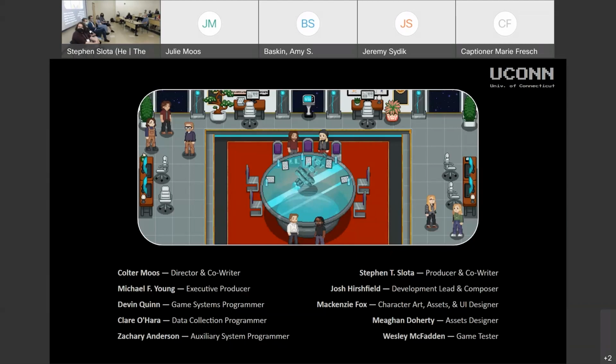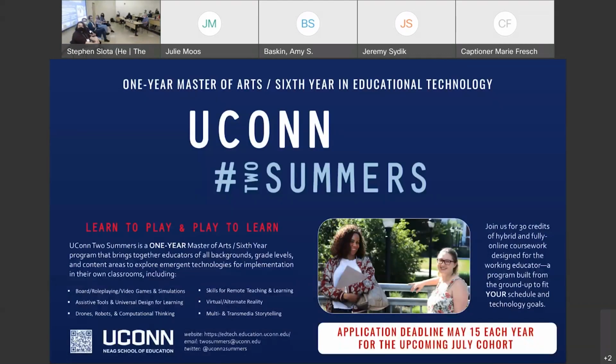And we'll talk more about this in a moment, but the game itself is centered on the ISTE standards for educators. There are 3 sets of standards. There's standards for students, standards for educators, standards for technology coaches, and the educational technology program at UConn, which is what this slide is about, the 2 summers program, is centered on the ISTE standards for technology coaches.